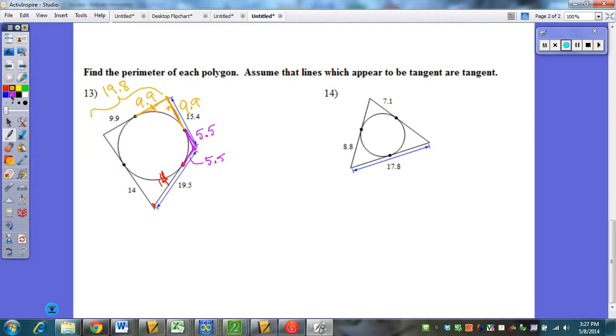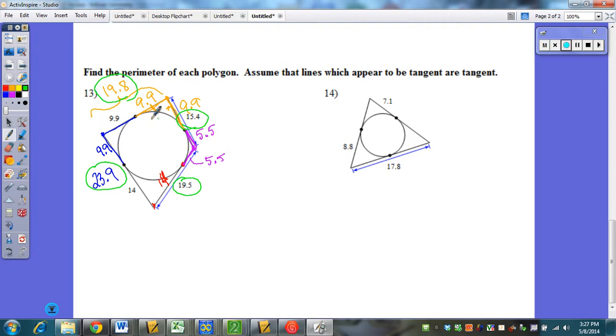So again, if from the exterior point to the point of tangency is 9.9 here, then it will also be 9.9 here. And so if I add 14 and 9.9, we get 23.9. So if I add 19.8 with 23.9, with 19.5, and with 15.4, I'll find the perimeter.